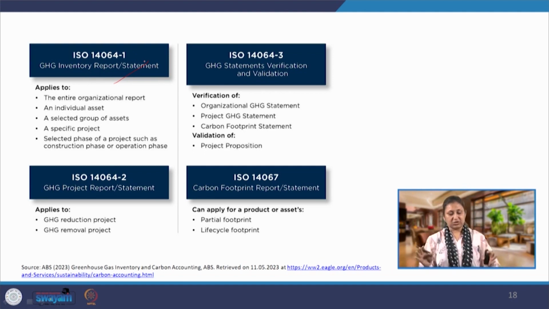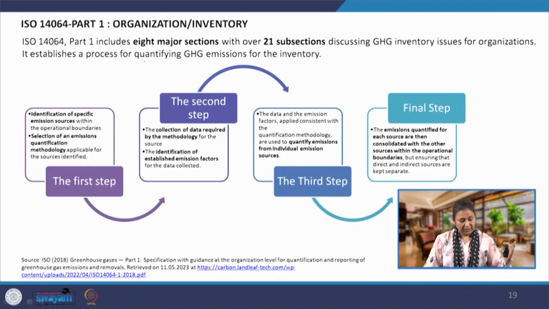So, organizational GHG statement, project GHG statement, all of that, ISO 14064 Part 3 will be applied. If we have to see the steps of how to go about Part 1, the first part is to identify the specific emission sources. Whenever we are looking at a company, an organization, an activity, or a set of activities, a group of activities, the first thing is to identify these specific emission sources.